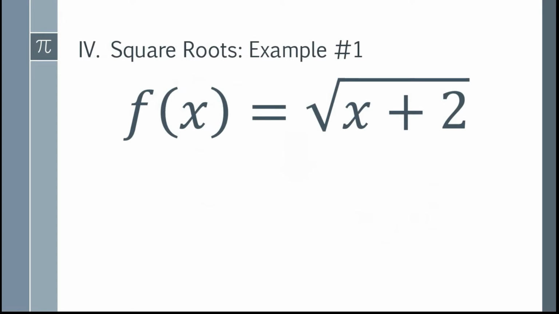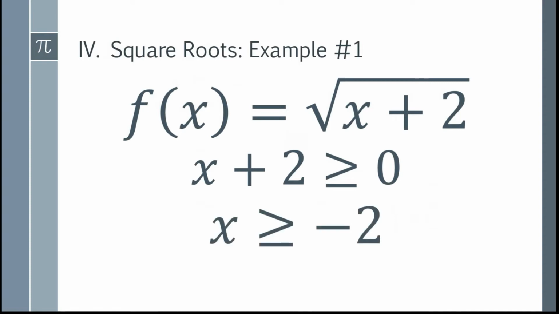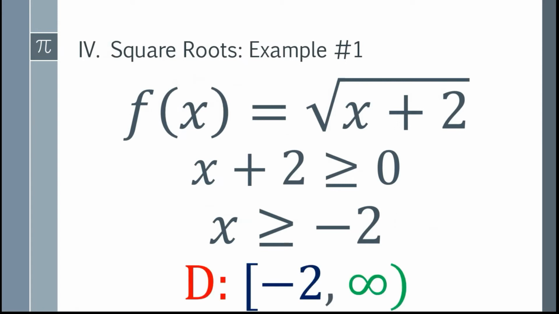Now, let's go on. How about square roots? Example number 1: f of x is equal to the square root of x plus 2. The first thing you do to find the domain is take x plus 2, and the sign is greater than or equal to 0, so your answer should be 0 or more. Algebraically, you get x is greater than or equal to negative 2, and the domain will be the square bracket of negative 2, comma, infinity, parenthesis.